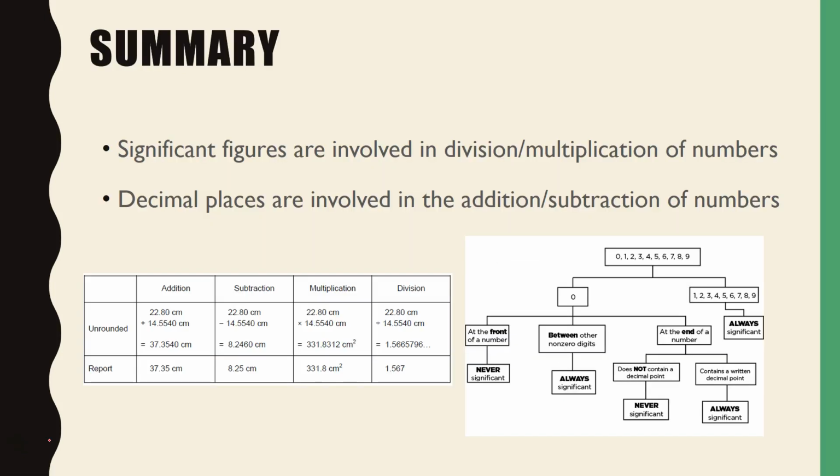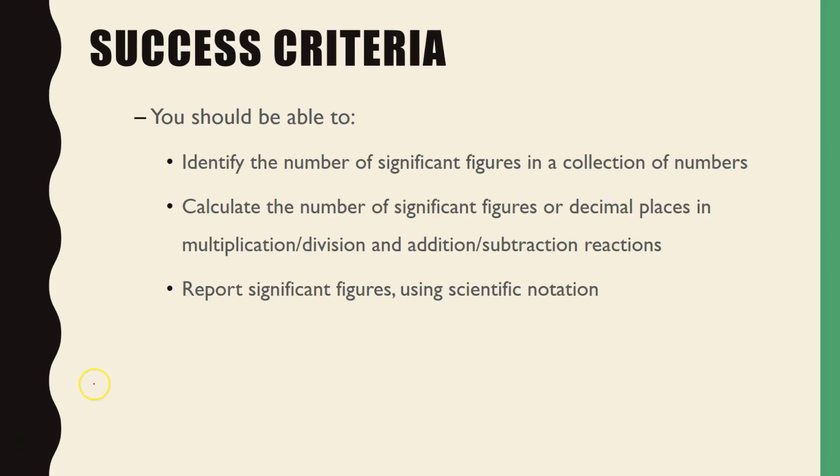This is just another summary showing some more ways of calculating significant figures and giving you the appropriate number of digits that you need to report. So you should be able to now divide and multiply to calculate significant figures, and use decimal places for addition and subtraction. You should be able to identify the number of significant figures in a collection of numbers, calculate significant figures with decimal places in multiplication or division or addition and subtraction, and report significant figures with scientific notation.